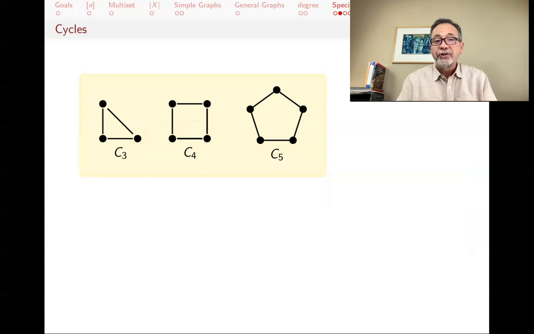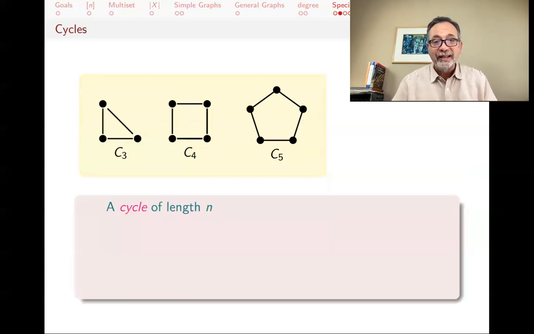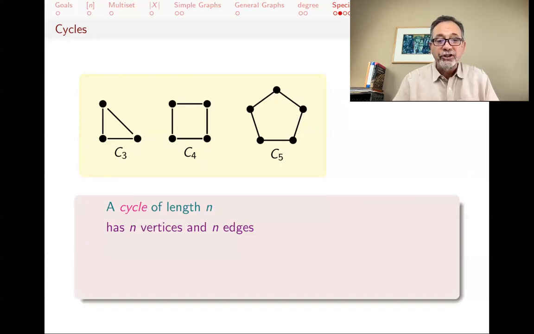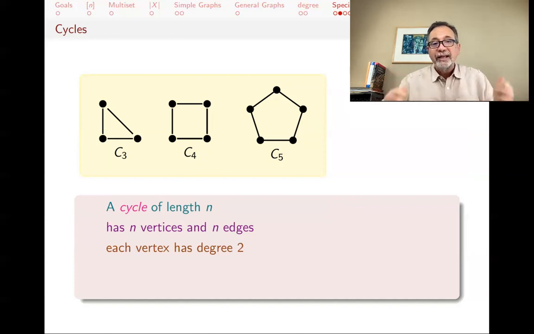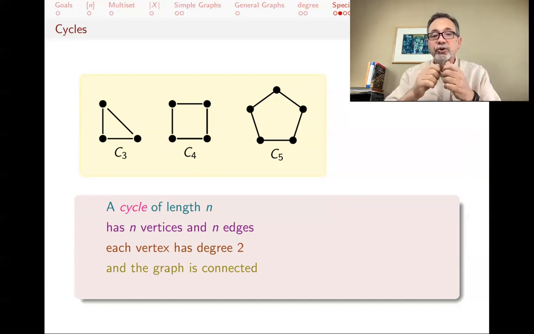Cycles. That's another kind of graph that has its own name. So what's a cycle? Here I've given you 3 examples of them. A cycle of length n, where length usually refers to the number of edges, has n vertices and n edges. So C3 has 3 vertices and 3 edges, C4 has 4 vertices and 4 edges, and C5 has 5 vertices and 5 edges. That's not enough to tell you what a cycle is. Each vertex has degree 2, so for each vertex there's something going in and something coming out. And also the graph is connected, made up of one piece. You can go from one vertex to any other vertex via the edges.